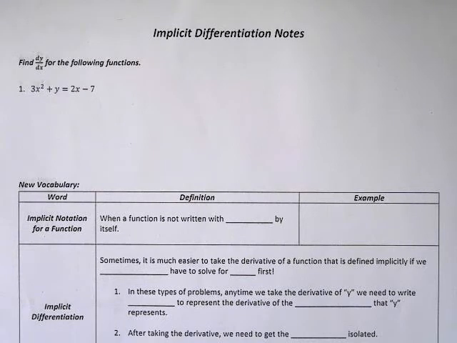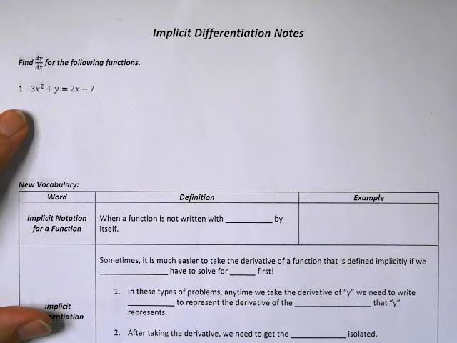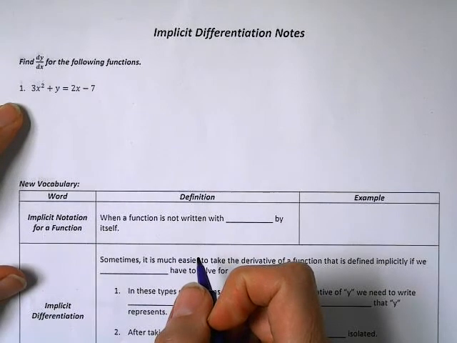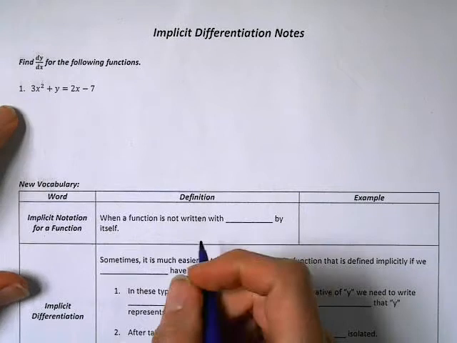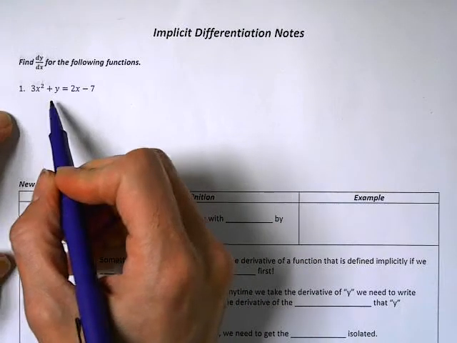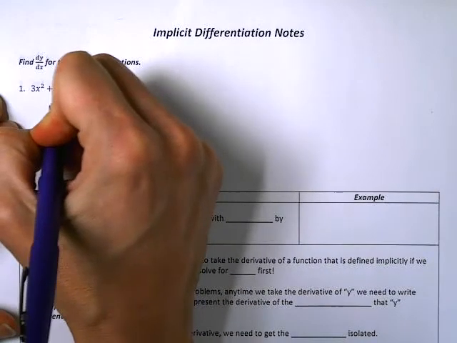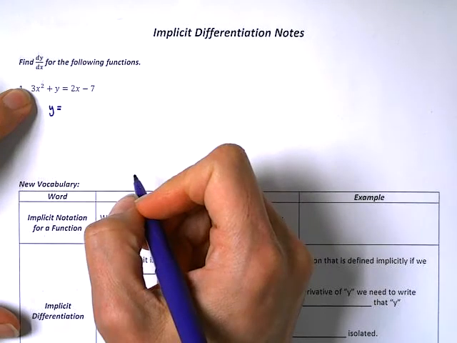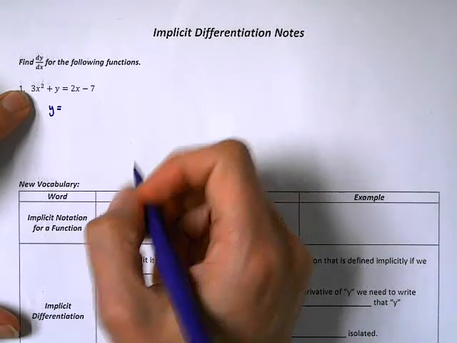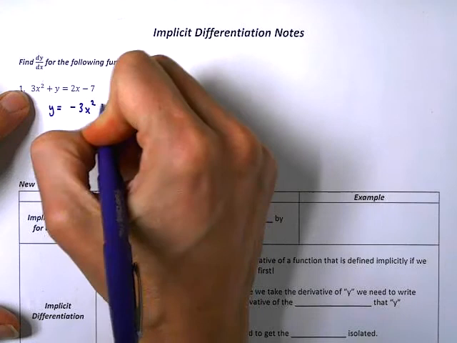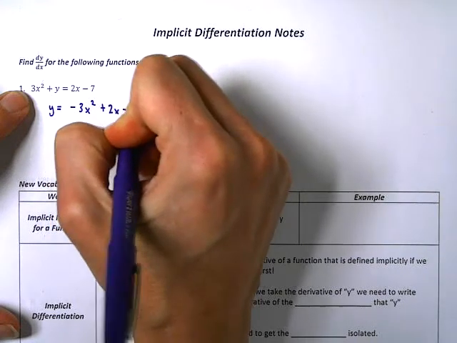The first question asks me to find the derivative of y with respect to x for the following function. The first thing I notice when I look at this function, number one, is that y isn't by itself, which we're always used to seeing. The good news is it's really easy to get y by itself, so I'm going to do that first. I'm going to subtract the 3x squared from both sides and move this over. So I have y equals negative 3x squared plus 2x minus 7.